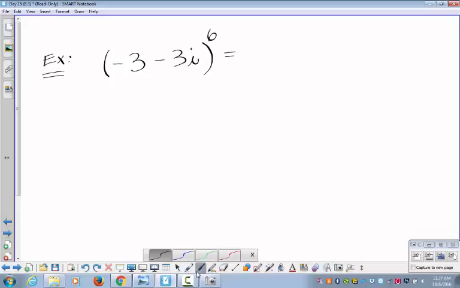Start by converting minus 3i to trigonometric form. Draw a picture, figure out your quadrant, figure out your r value, figure out your theta value. Pretty much all the way through this class, you always have to know r and theta. R and theta.